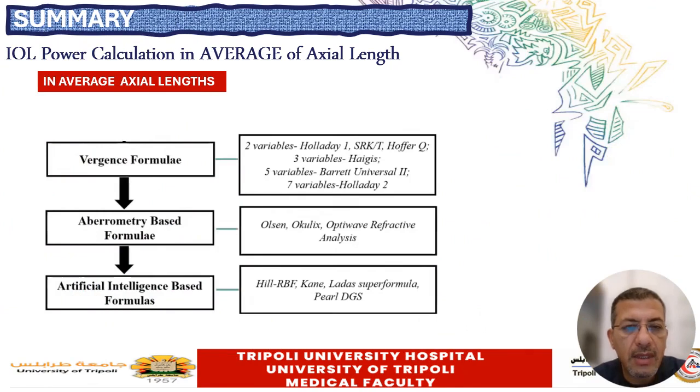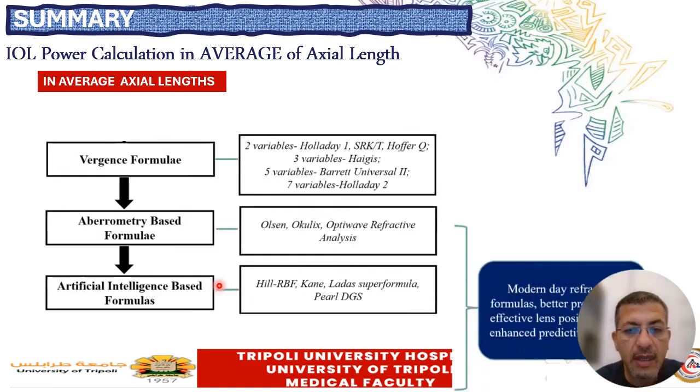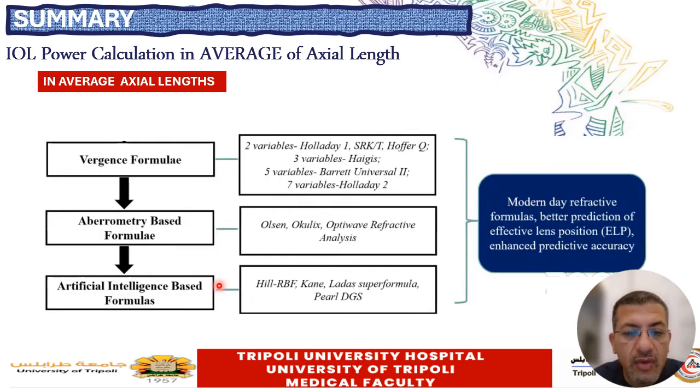Now, to summarize what I have said earlier, in average sized eyes with average axial length, that's between 22.5 millimeter up to 26 millimeter, all the formulae, either the third generation, fourth generation, or the fifth generation utilizing artificial intelligence, are doing good. However, the trend toward using those formulae which utilize artificial intelligence is gaining large popularity between doctors, but all the formulae are doing well in average sized eyes.